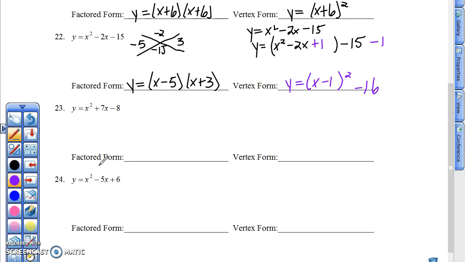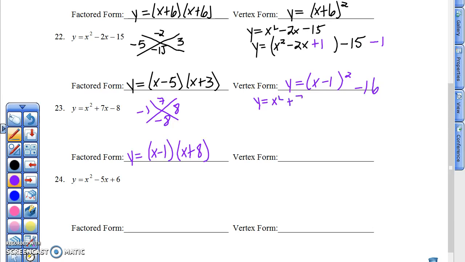Gets a little trickier as I look at 23 and 24, because in both of these, my b term is an odd number. That's going to make vertex form a little tougher, but we can definitely do that. So again, x squared plus 7x minus 8. Factors of negative 8 that sum up to 7, which would be negative 1 and 8. So y equals x minus 1 times x plus 8.